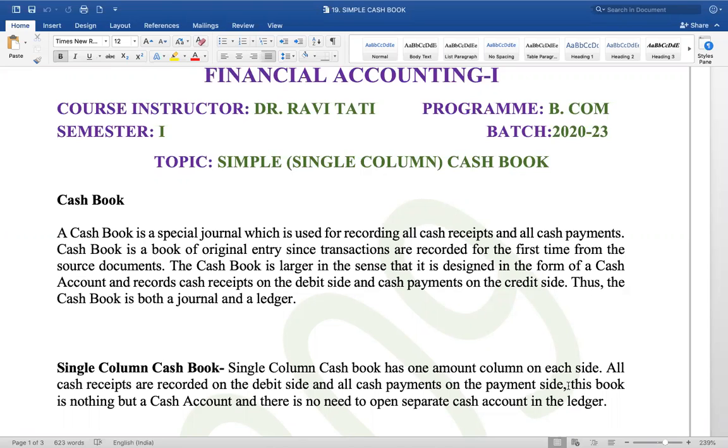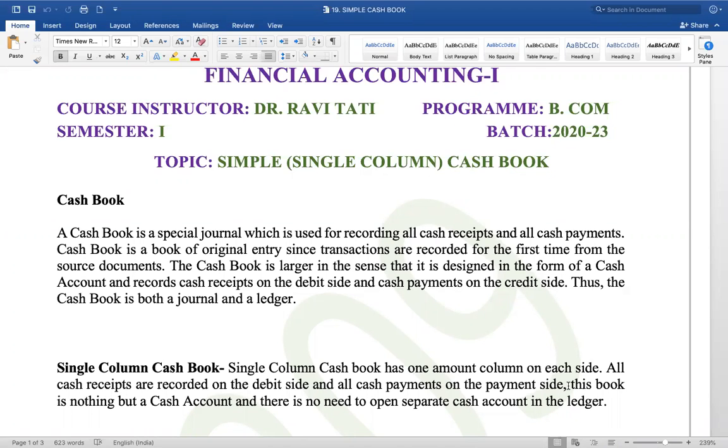Cash book is both the journal and the ledger. All the cash receipts are recorded on the debit side and all cash payments are recorded on the credit side. It is an account of receipts and payments of cash. So it is book of original entry. Okay, it is one of the subsidiary books, and not only a subsidiary book, it is also a cash account. It is both a cash book and a cash account, right?